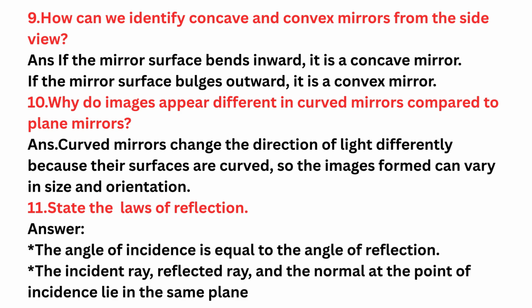Question number 9. How can we identify concave and convex mirror from the side view? Answer. If the mirror surface bends inward, it is a concave mirror. If the mirror surface bulges out, it is a convex mirror. Question number 10. Why do images appear different in curved mirrors compared to plane mirrors? Answer. Curved mirrors change the direction of light differently because the surfaces are curved. So the images can vary in size and orientation.